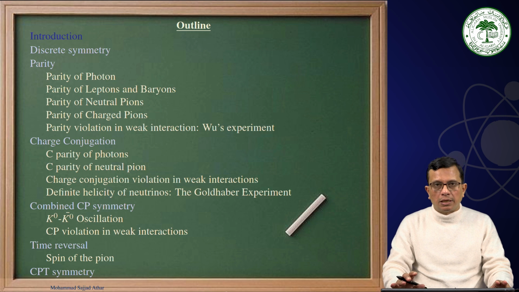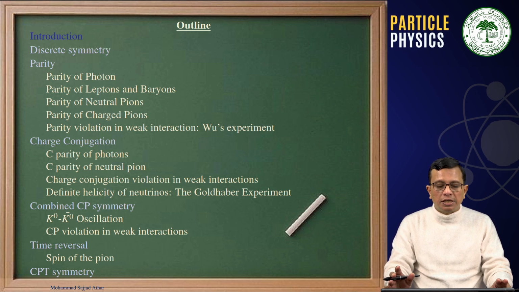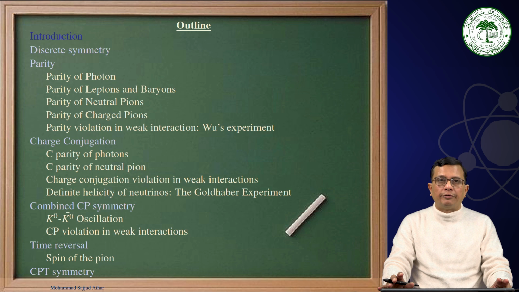Now, during these lectures, in the next 8-10 lectures, I will talk about discrete symmetry, where I will discuss parity of the particles like parity of photon, parity of leptons and baryons, neutral pions, charged pions, parity violation in weak interaction, the famous Wu's experiment, then charge conjugation, C parity of photons and neutral pions, charge conjugation violation in weak interaction, different helicity of neutrino, the Goldhaber experiment, combined CP operation, K0 and K0 bar oscillation and Kaon regeneration phenomena, and then CP violation in weak interactions.